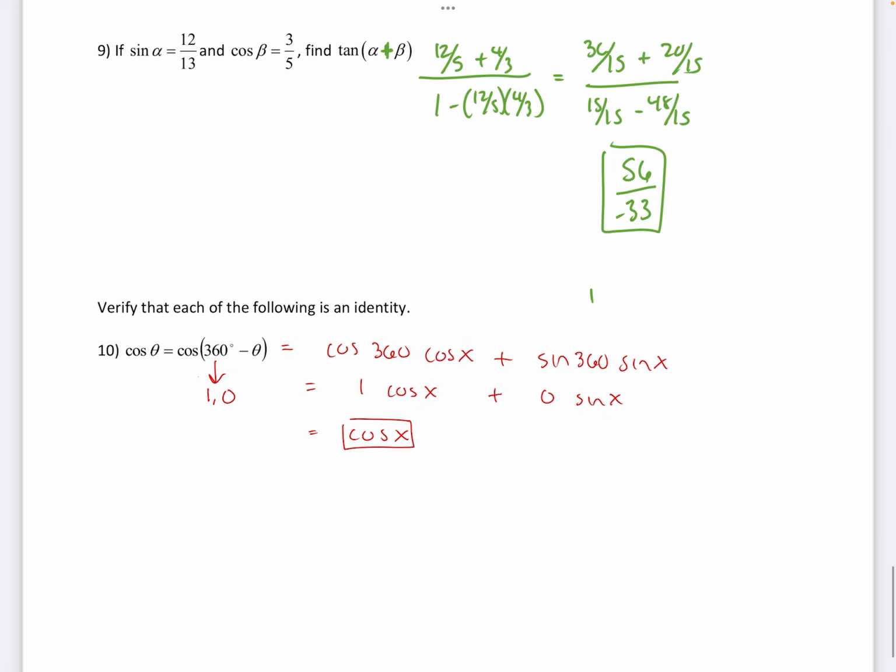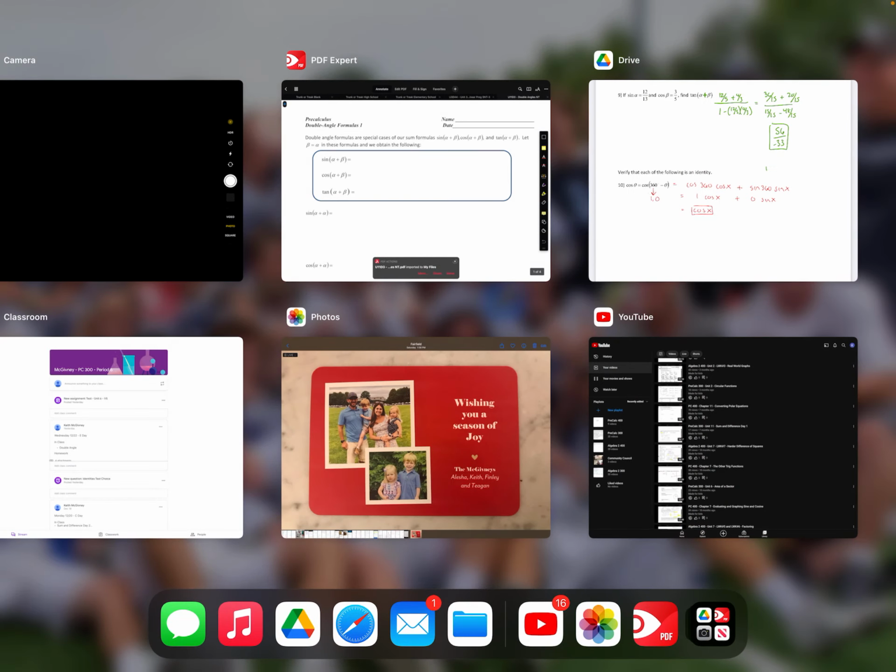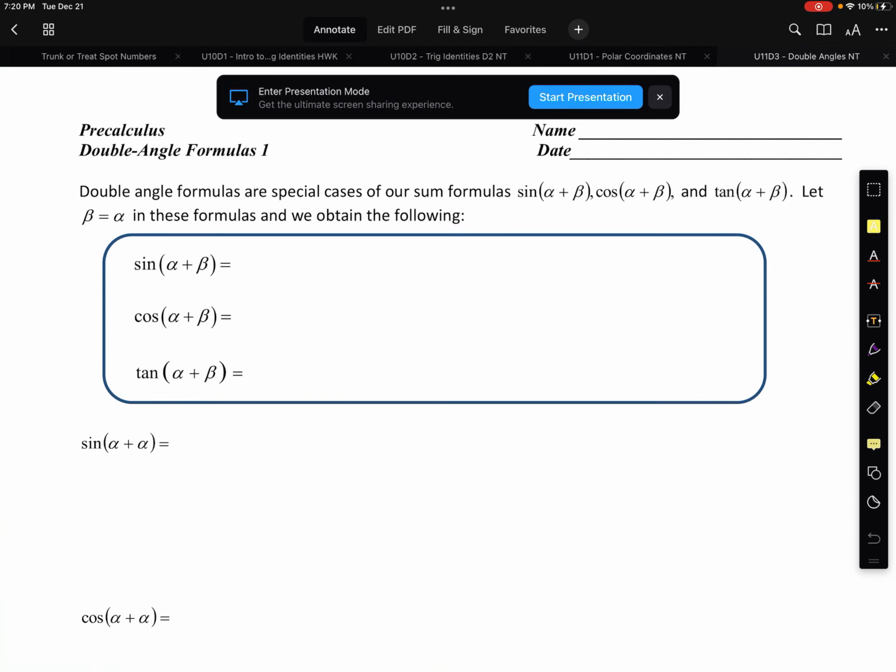Last problem on this worksheet, another identity, a basic identity. Right? So we have the 360. We do the cos subtraction formula, we simplify and get cos x. All right, time to do our new idea. So our new idea is that.